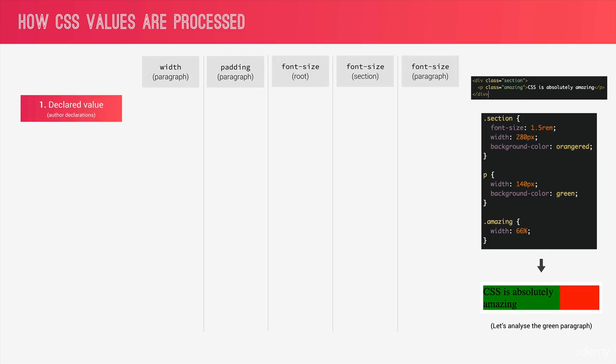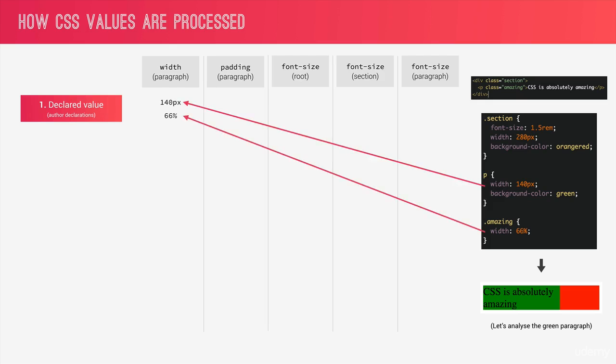So let's start with the paragraph's width, which you see has 2 declared values, 100 pixels from the P selector and 66% from the amazing class selector. So these are our declared values. They are actually conflicting. So what is used to determine which one will apply? That's right, it's the cascade. And in this case, it's quite simple, because the amazing class selector is more specific than the P element selector, right? This means that the width of 66% will be applied, and it is therefore our cascaded value.